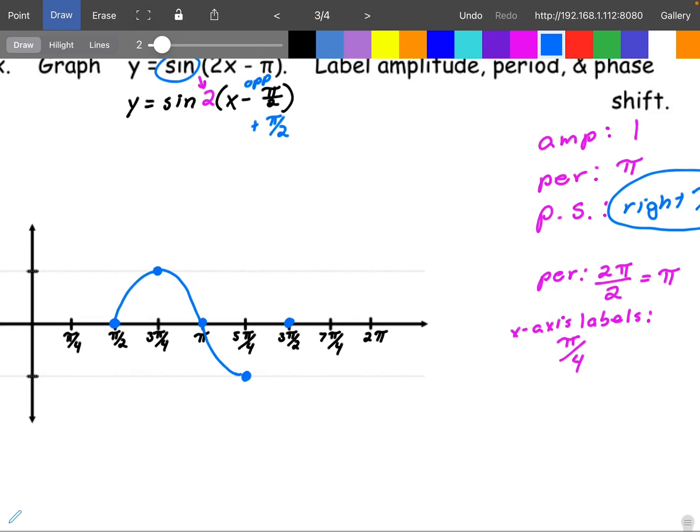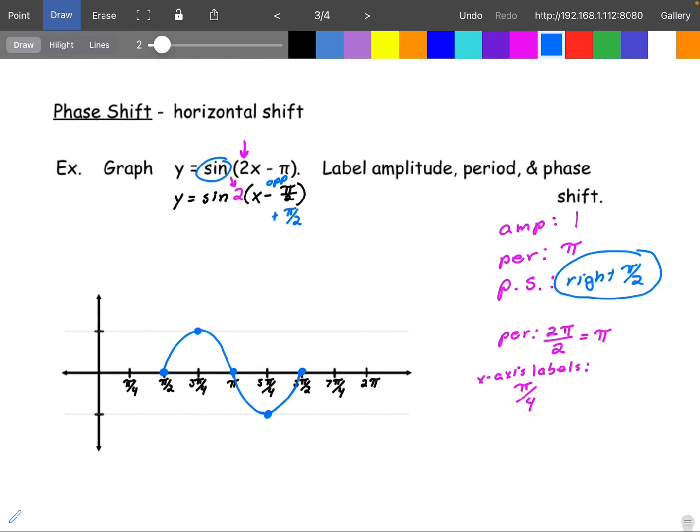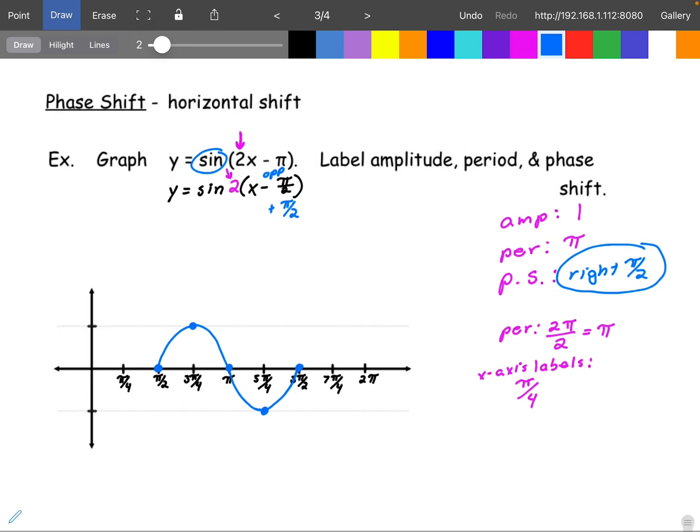So remember, once we determine what the period needs to be and we relabel our axis based on that, you no longer worry about that anymore. You just figure out where that first point goes and do your pattern. Sine starts at 0, goes up, 1, 0, down, negative 1, 0. Cosine starts at 1, goes down to 0, negative 1, 0, back to 1. So if you can memorize that pattern, then these become much, much more simple.